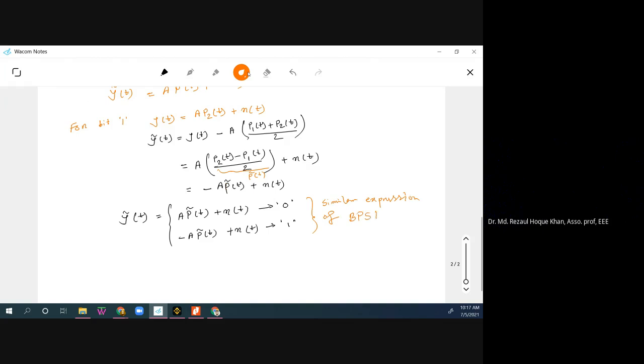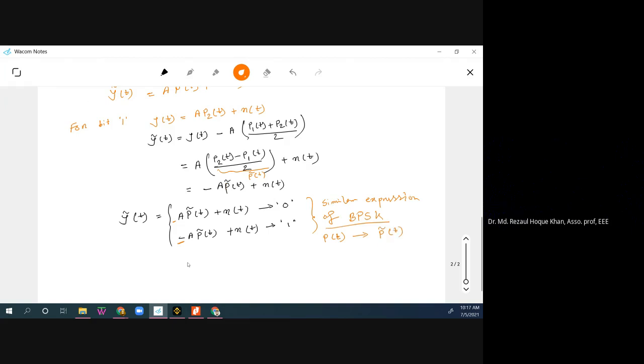In BPSK, this notation was different. You see, here is negative and here is positive. So it looks like a BPSK, but only p changes, right? So this is similar to the expression of BPSK. And how is it similar to BPSK? Only p t is replaced by p tilde.